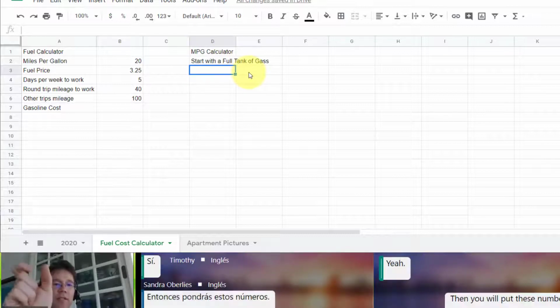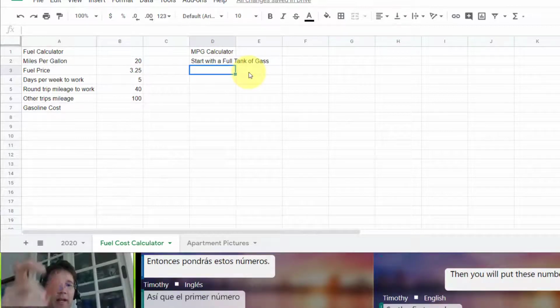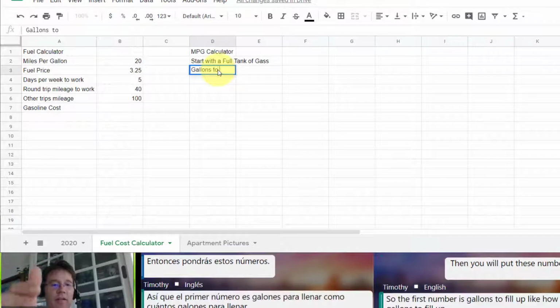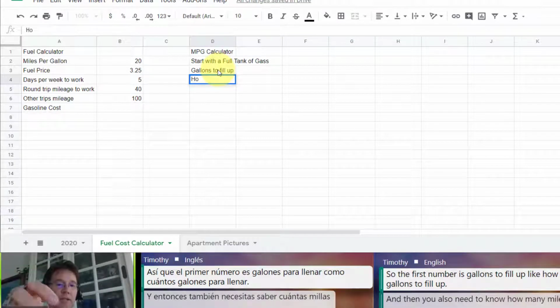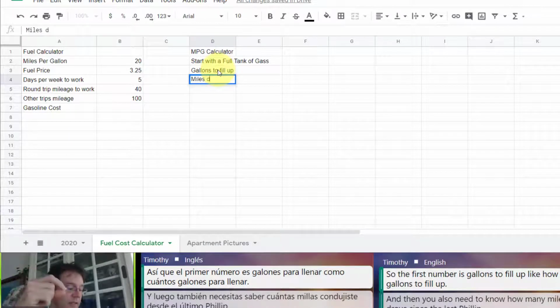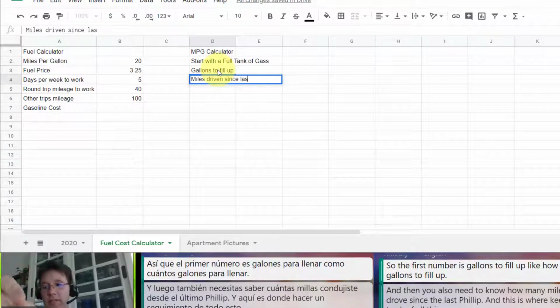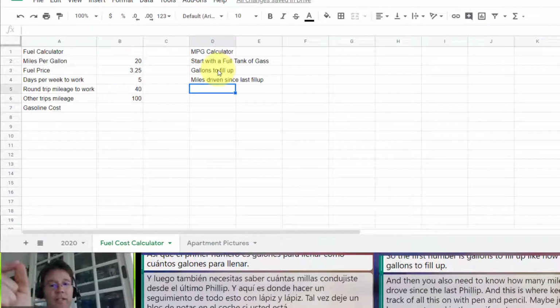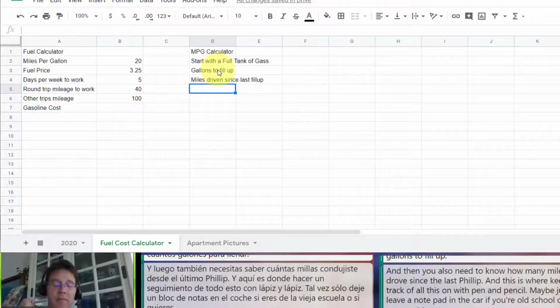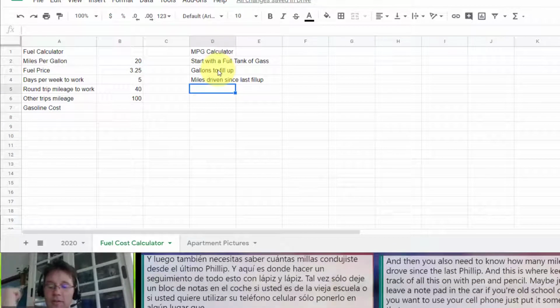So the first number is gallons to fill up, like how many gallons to fill up, and then you'll also need to know how many miles you drove since the last fill up. And this is where keeping track of all this with pen and pencil, maybe just leave a notepad in the car. If you're old school, or if you want to use your cell phone, just put it somewhere that's backed up, like on Google Drive, or Apple has the notes that are shared to iCloud. Either one of those is fine.